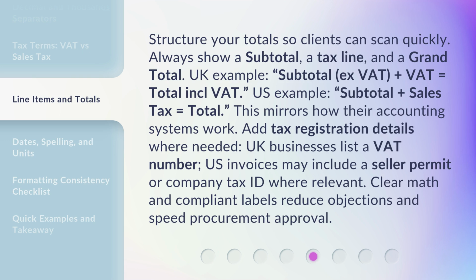Add tax registration details where needed. UK businesses list a VAT number. US invoices may include a seller permit or company tax ID where relevant. Clear math and compliant labels reduce objections and speed procurement approval.